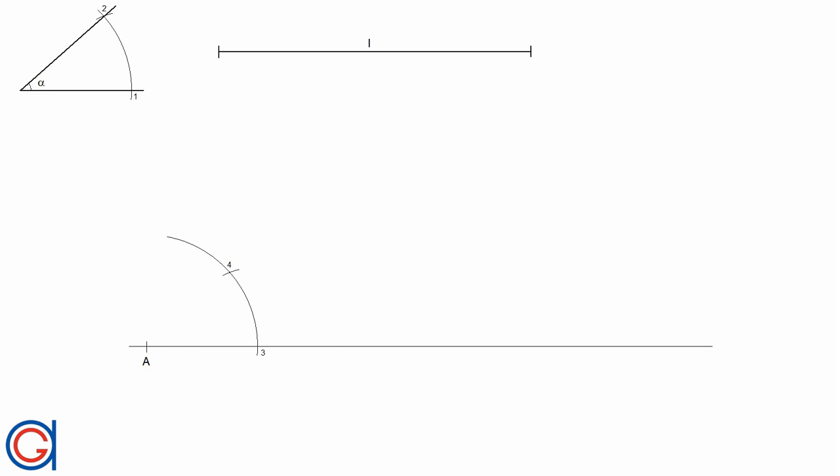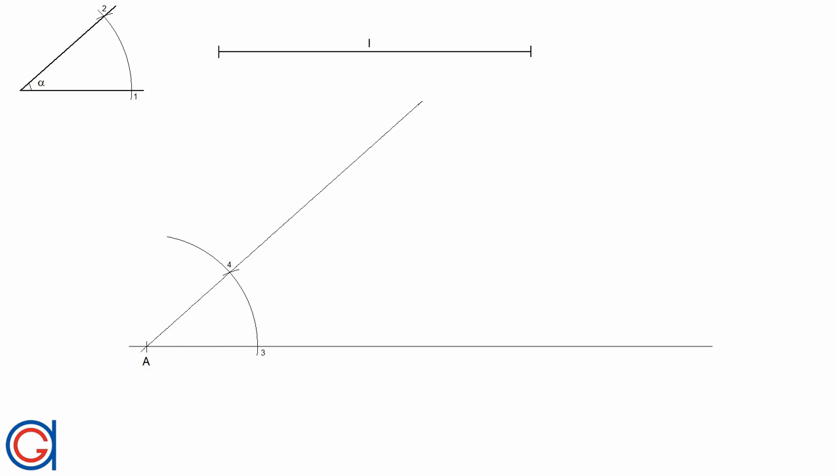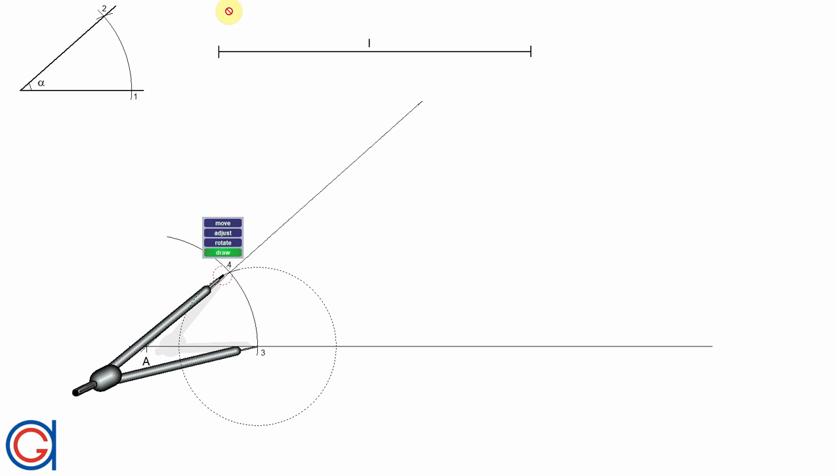And now the final step with a ruler is to join point A to point 4 and elongate the line, as can be seen here. So now we have transported the same angle alpha using the compass. You can also do this directly with a protractor if you know the value of the angle.